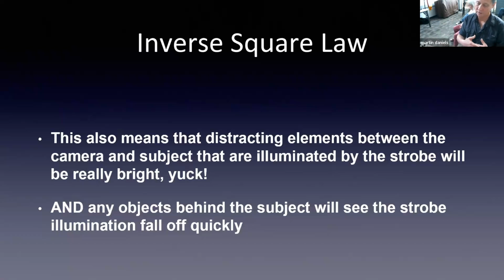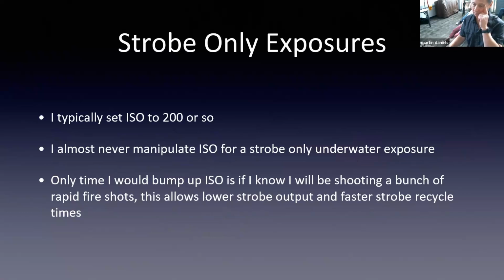And then also, on the opposite side, any objects that are behind the subject will see the strobe light fall off quite quickly as that distance behind the subject increases. So if you're able to put a further distant object behind your subject, then that means that the background will fall to darkness, making your subject stand out. Versus if your subject is right in front of a brain coral or whatever, then that background's also going to be very well illuminated. So just keep that in mind when trying to compose your shot. Put some distance between your subject and the background.